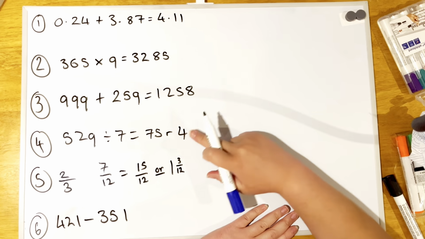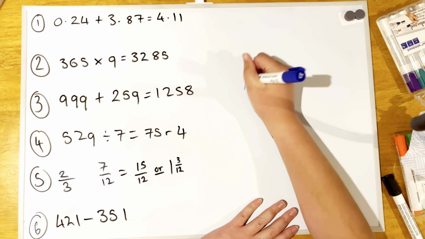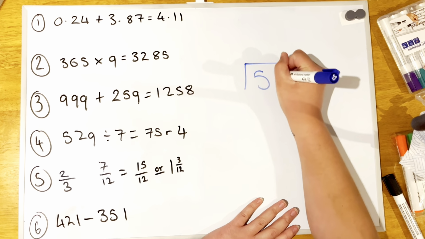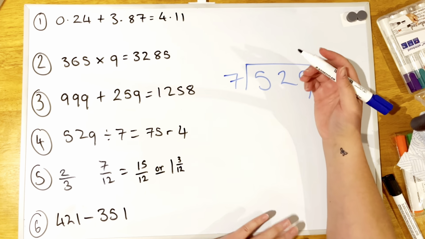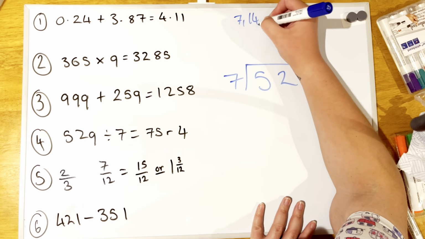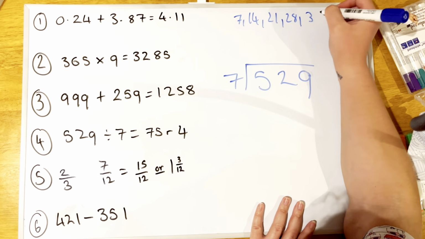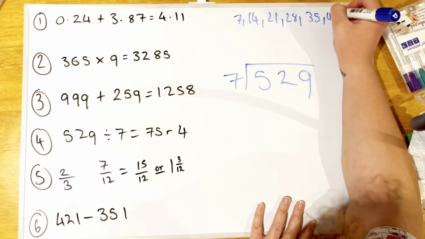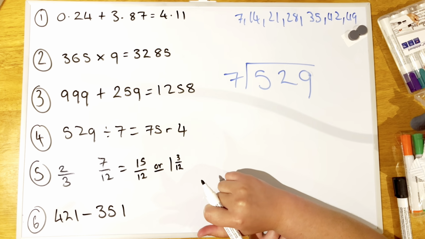Number 4 then, we've got some division, and I'm going to do a short division here. So 529 divided by 7. Now, if we're struggling, let's write out our 7 times table. 7, 14, 21, 28, 35, 42, 49. Okay, so that's just to remind us.